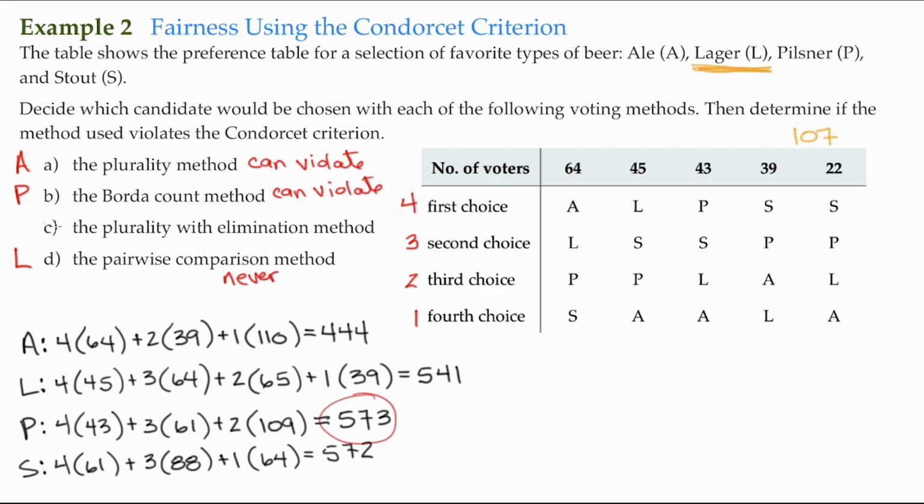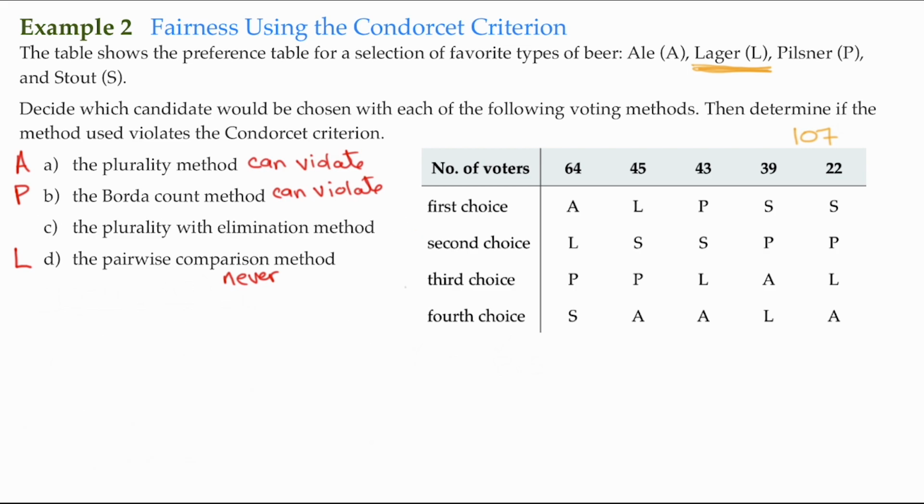So let's do the plurality with elimination method. We first look for a majority. We know that there isn't any. Here's 64. That's the most. If there was a majority of 107 or more votes, then we've reached our plurality. But since there isn't any, what we do is look for who has the least amount of first choice votes, and we eliminate them.